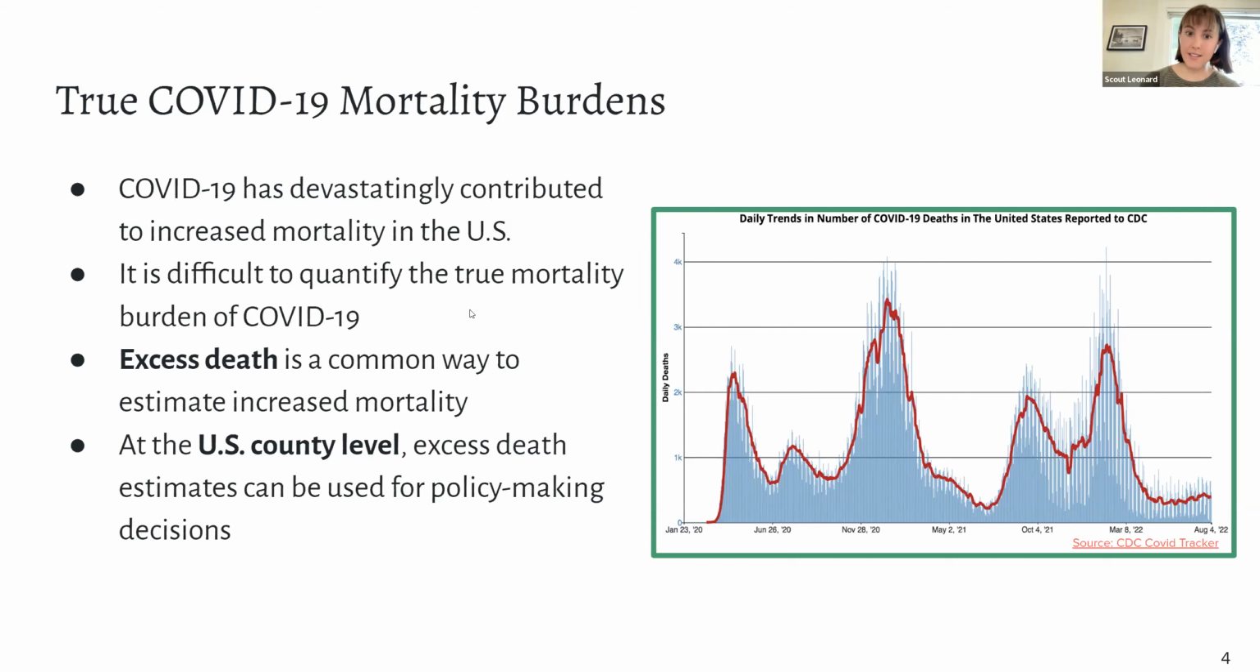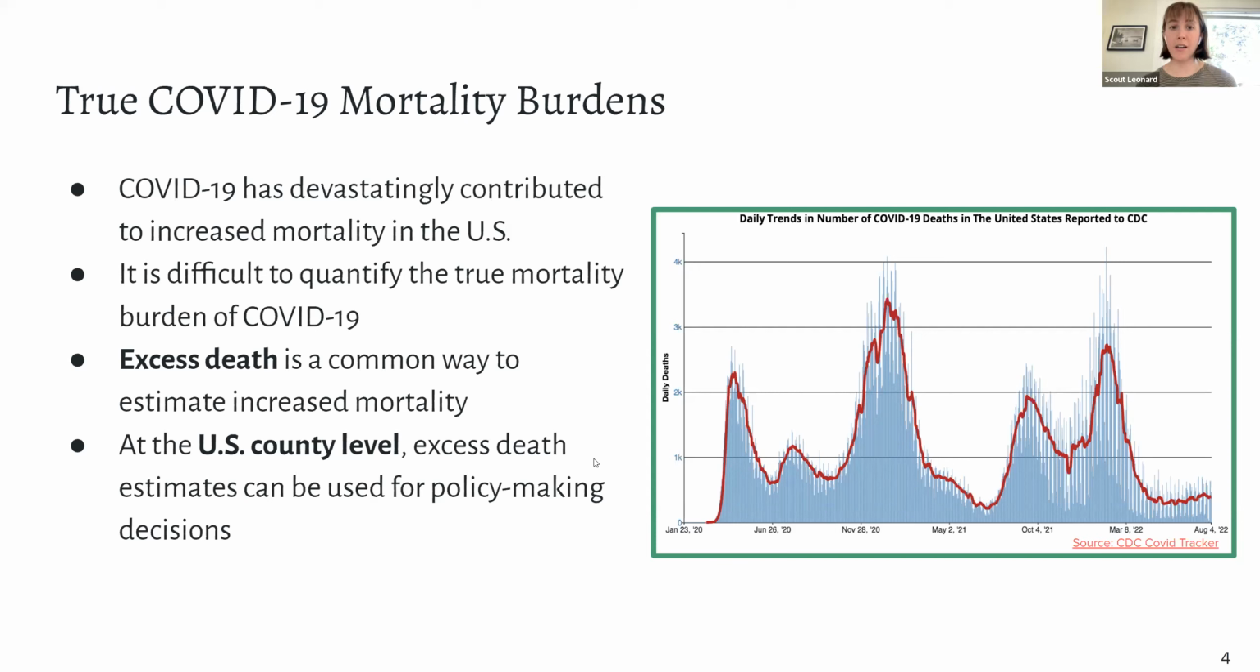So while there's this challenge of understanding the true mortality costs of the pandemic, we try our best to understand this mortality burden with metrics such as excess death. And we're going to talk a little bit more about what exactly excess death means on this next slide. But trying to understand it this way is really important because the closer we get to understanding the true mortality burden of COVID-19, the more accurate data we have for informing effective public health policies. So our analysis in particular estimates this excess death value, and it does so at the US county level.